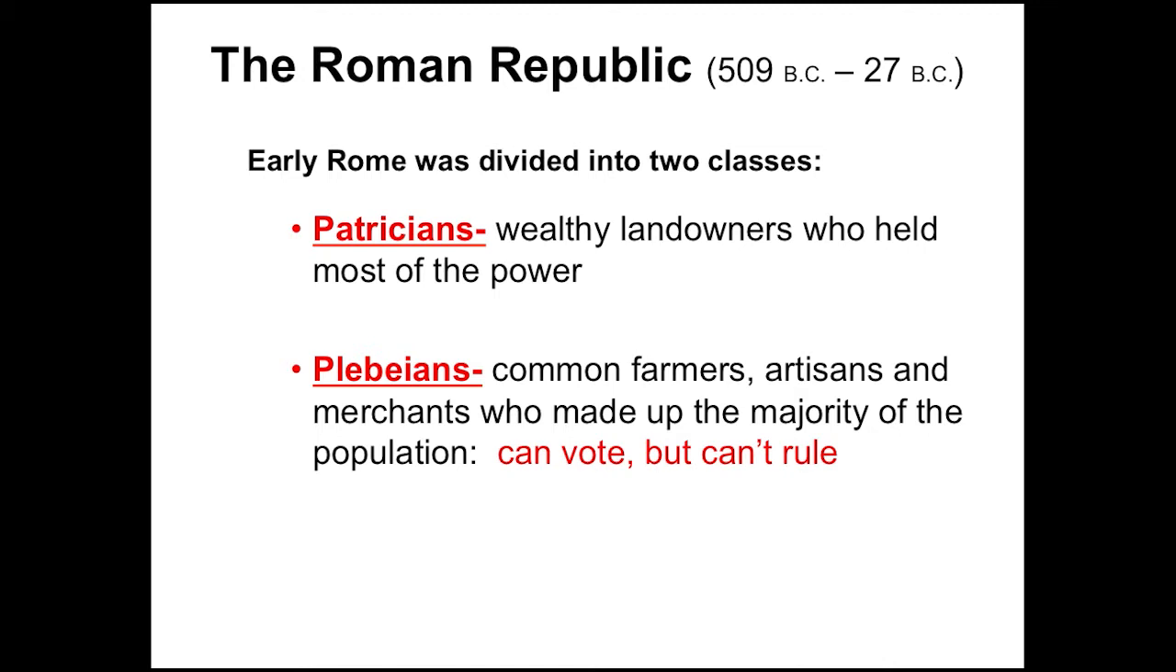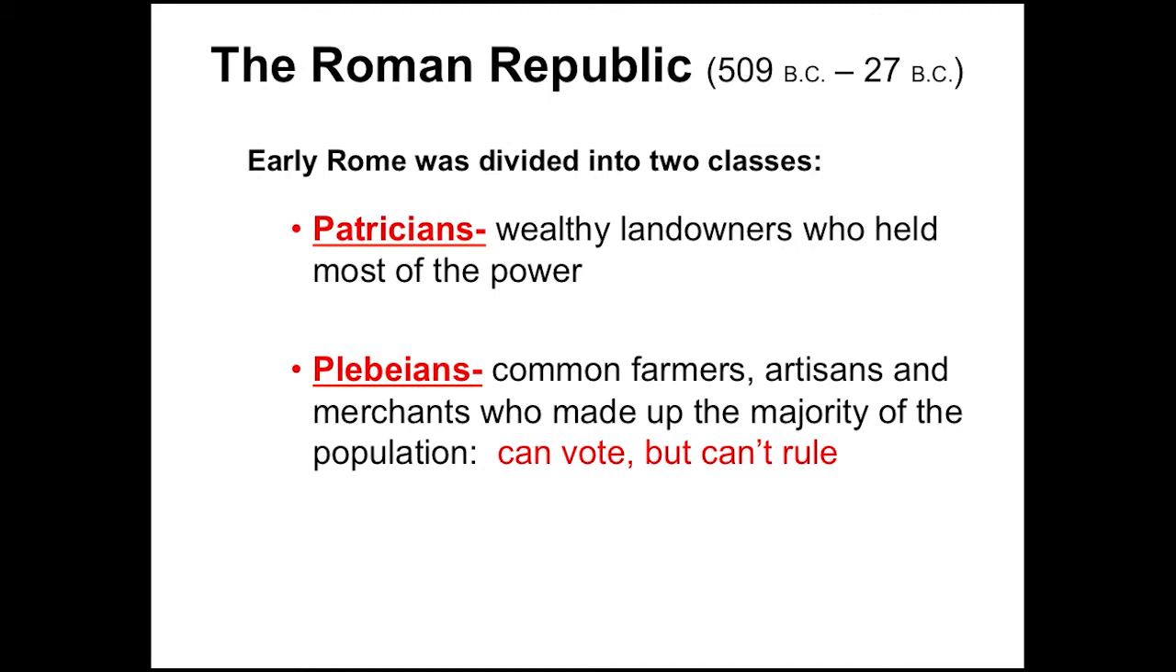Well, three classes of people, really. Slaves made up the bottom class, but they were not really seen as a class. They were just slaves. Up at the top were the patricians. These guys were the wealthy landowners who held most of the power. They're the ones that ran the government. They're the ones that made the rules for the most part. And then the plebeians were everyone else.